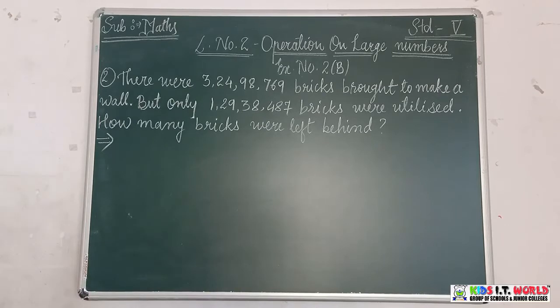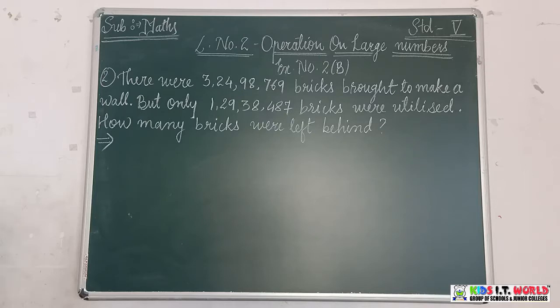Here we will see the second word problem. So here the word problem is, first of all read the word problem carefully. So it is, there were 3,24,98,769 bricks brought to make a wall, but only 1,29,38,487 bricks were utilized. How many bricks were left behind?